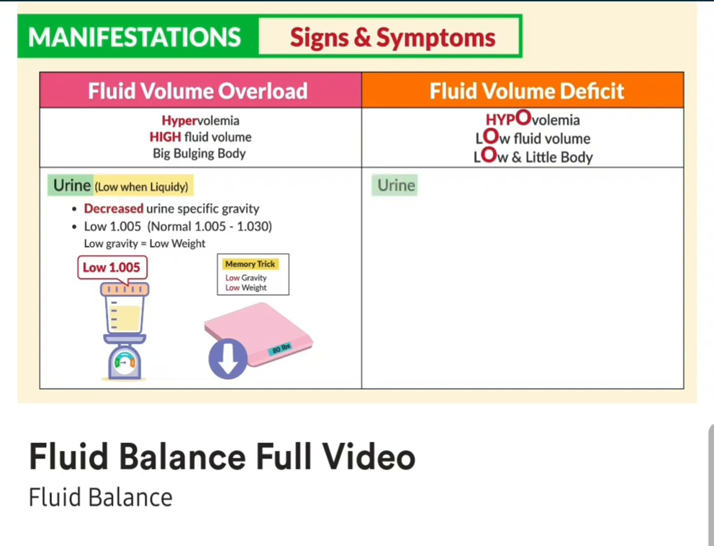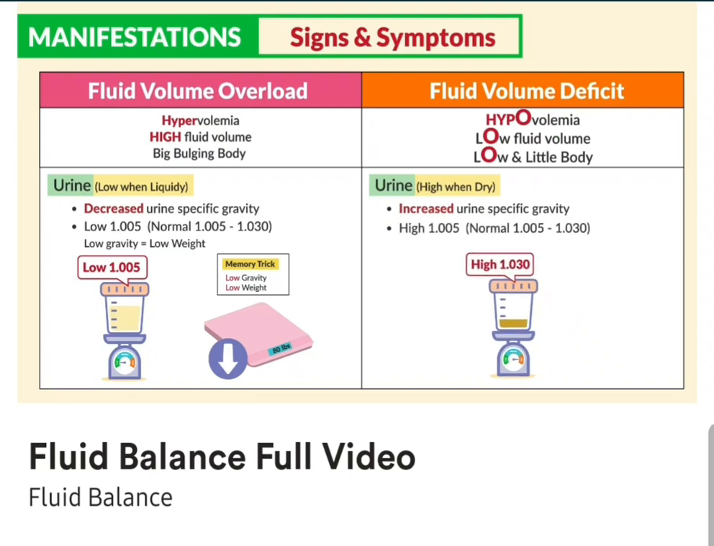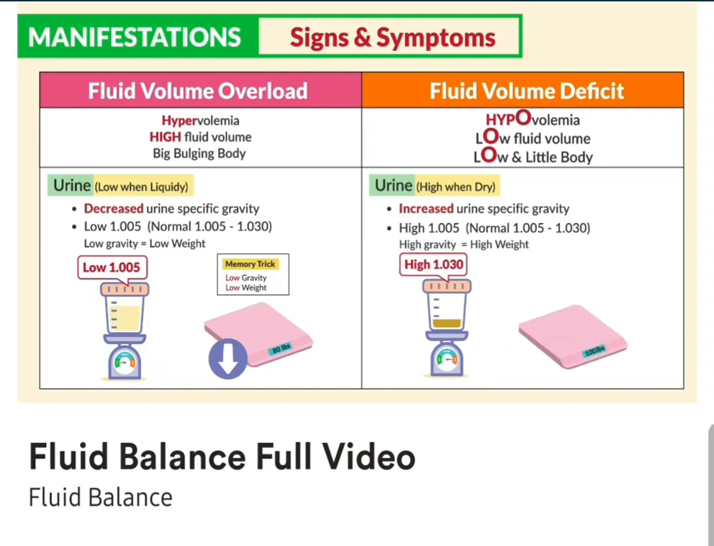Now, on the other side, for fluid volume deficit, once again, just think it's high when the body is dry. We see very concentrated urine. So increased urine-specific gravity. So high, 1.030. Once again, just think high gravity is high weight, very thick, concentrated urine.